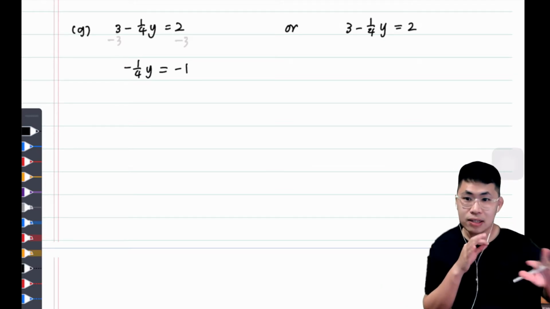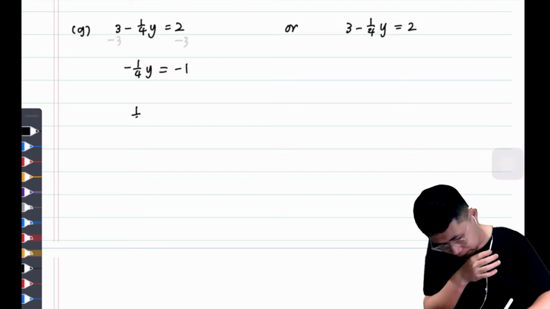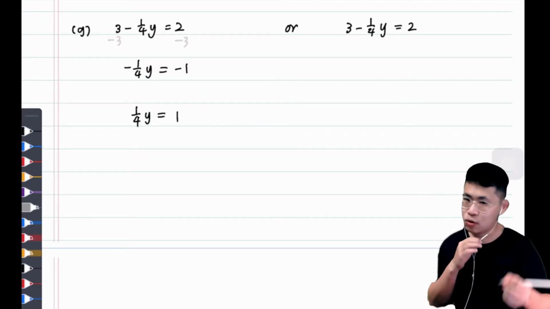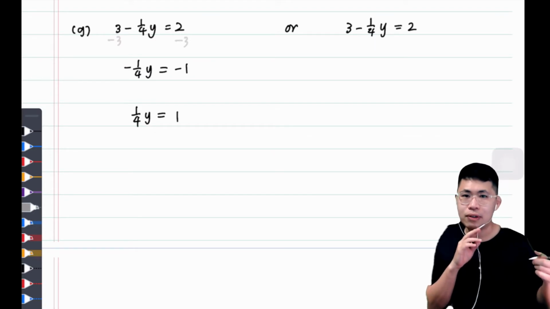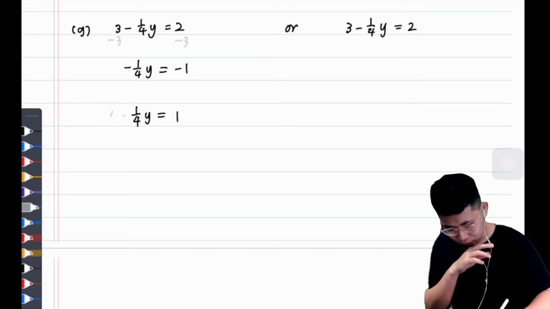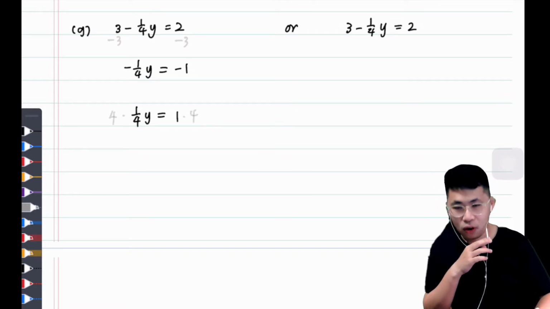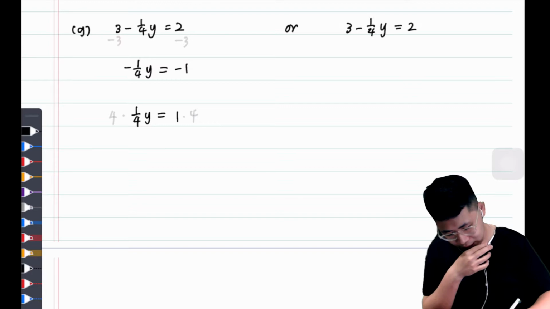Negative on both sides, let me remove the negative signs, or multiply by negative 1 on both sides. Then last but not least, 1 over 4 is 1 divided by 4. So how do I reverse divide by 4? I need to times 4 on the left, times 4 on the right, to balance. So over here, 1y is going to give me 4.